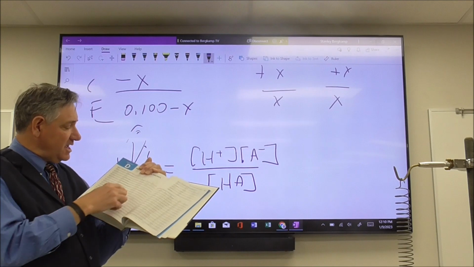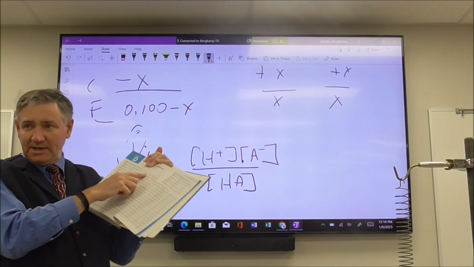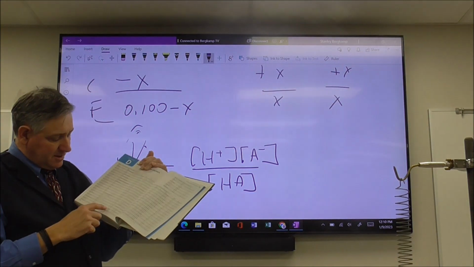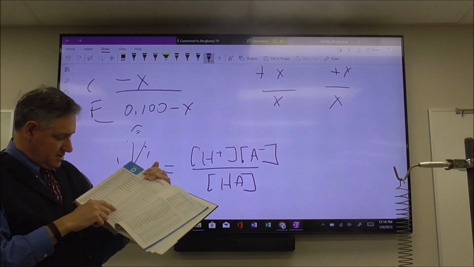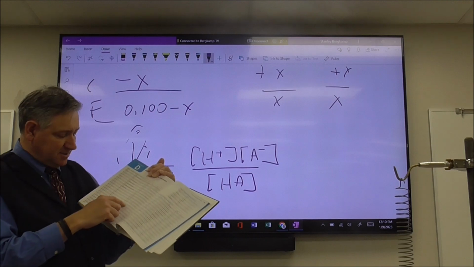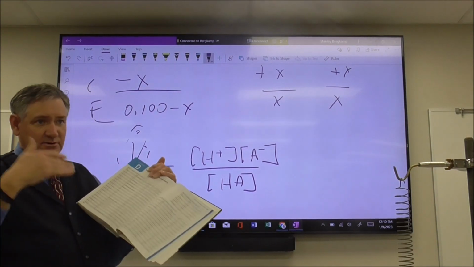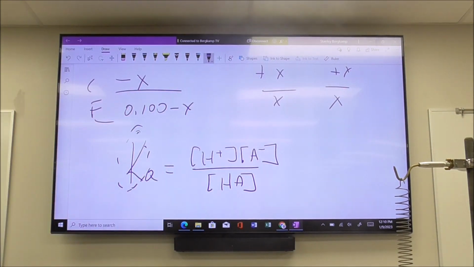Now, you'll notice that Ka values change. For example, acetic acid is 1.8 times 10 to the negative fifth. Some of them are very, very small, like phenolic acid, which is like 10 to the negative 10th. Some are 10 to the negative 11th. So these K values change depending upon which acid it is. But here's what's important.